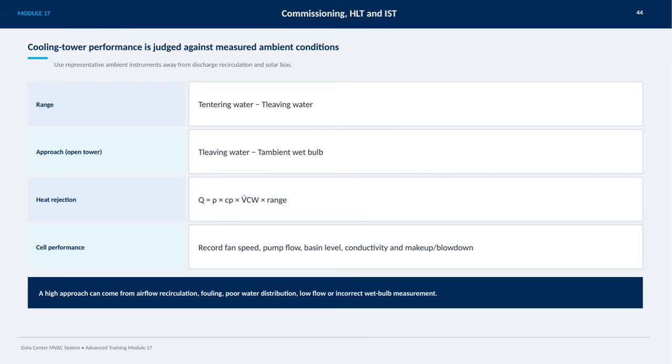Monitoring cell performance involves recording fan speed, pump flow, basin level, conductivity, and makeup or blowdown rates. If you observe a high approach, it often indicates issues such as airflow recirculation, fouling, poor water distribution, low flow, or incorrect wet bulb temperature measurement. Understanding and monitoring these factors helps maintain optimal cooling tower efficiency.